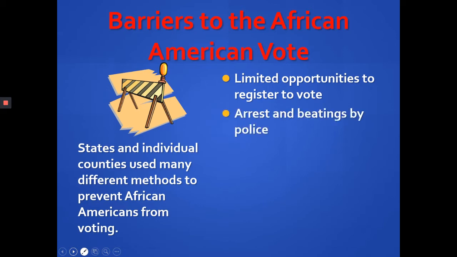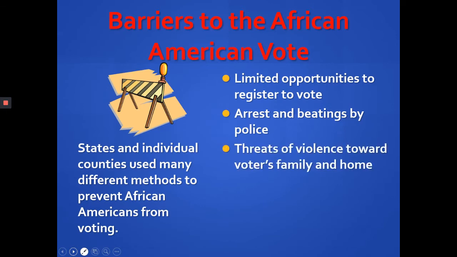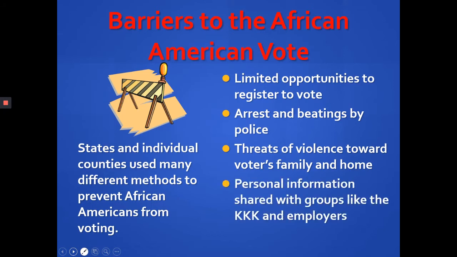In the South, arrests and beatings by the police really were a huge barrier to the African American vote to prevent someone from voting. Another barrier is the threat of violence towards the voter's family and their home. So it is not just physical violence towards that person, but it is physical violence towards their family, their loved ones, and their home. We also have things like personal information shared with groups like the KKK and your employers. Those are not groups that you necessarily want having access to all of your personal information.